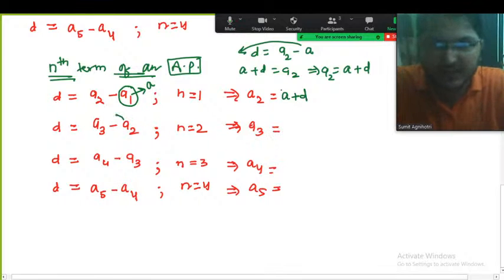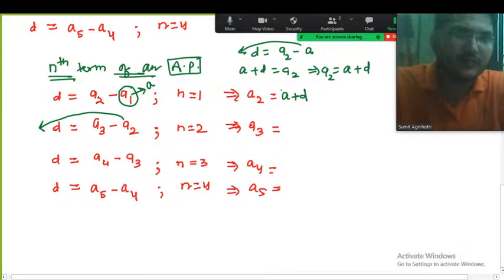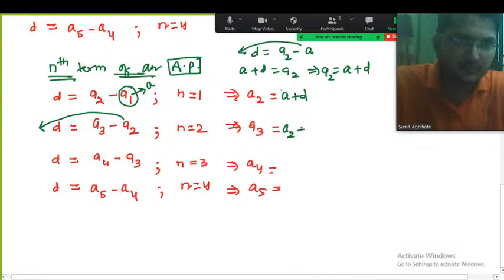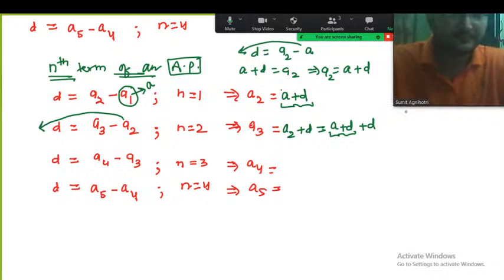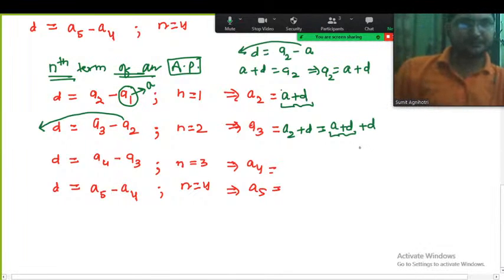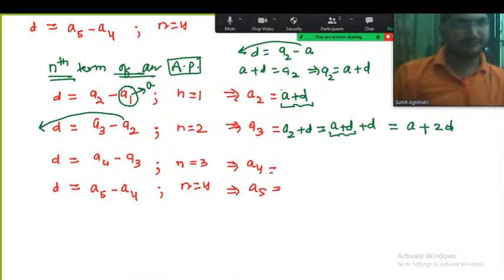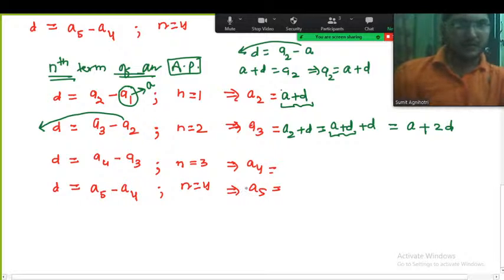You will shift this A2 towards the left. You will get A2 plus D equal to A3. And here we have A2 being A plus D. In the place of A2, I can write A plus D, and D is extra here. That means I can write A plus 2D in the place of the third term. Is it okay for you?